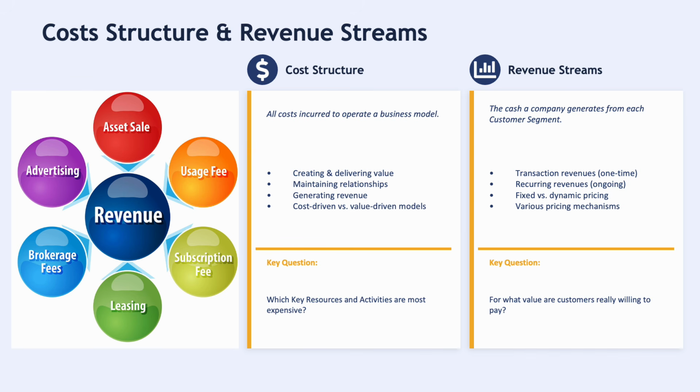And finally, revenue streams. Revenue streams describe how a business earns money from its customers. While every business needs revenue to survive, companies can generate income in different ways depending on the value they offer and the needs of their customers. One of the most common methods is an asset sale, where a business sells ownership of a physical product. Another approach is the usage fee, where customers pay based on how much they use a service. Delivery companies and utility providers often use this model.